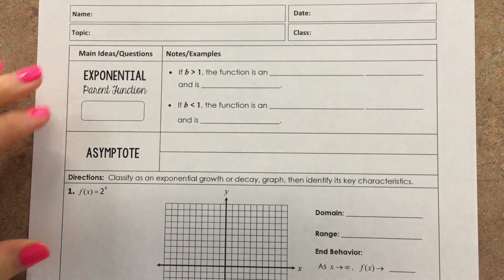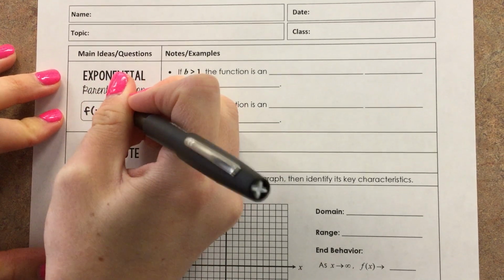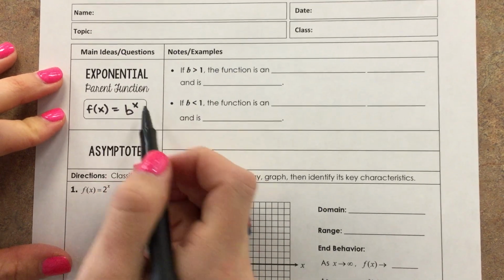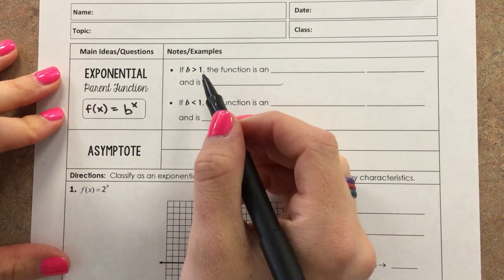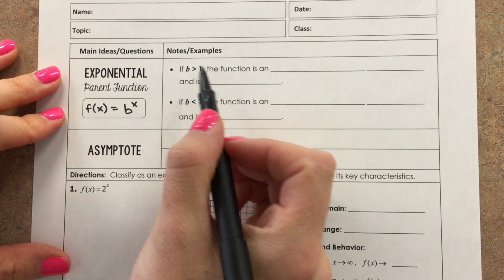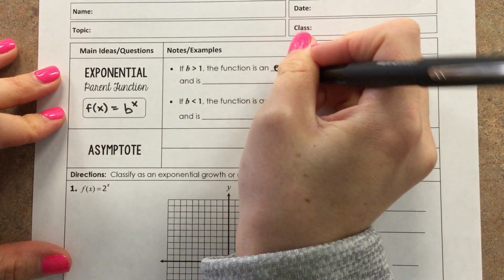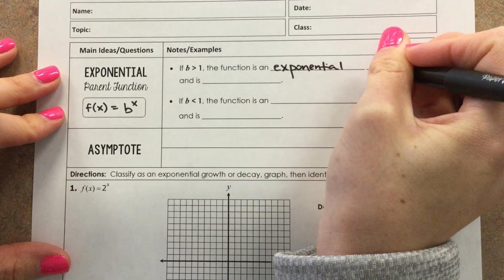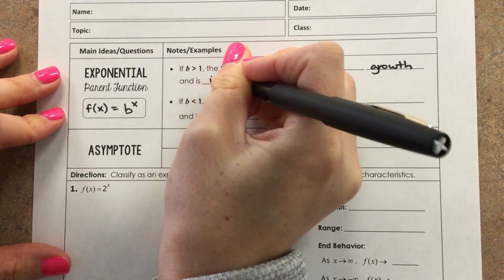The exponential parent function looks like this. So we always start with f of x for all of our functions is equal to b to the x. So b is a number. It could be 3 to the x, it could be 1/2 to the x. So we're going to talk about what they'll look like based on different values that b could take on. So if b is greater than 1, the function is an exponential growth which means it is increasing.